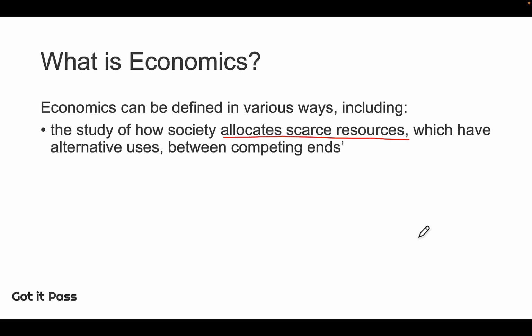Because first, we have scarce resources and we have competing ends. That means we have a lot of users who would like to use the resources for their own use. And due to scarce resources, we cannot fulfill all demands in the society or the community. So we need to have economic principles to decide how to allocate the scarce resources.